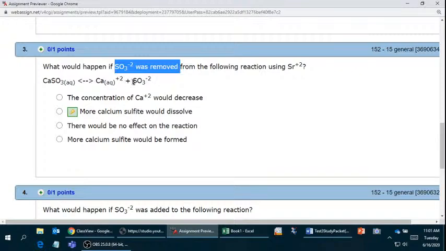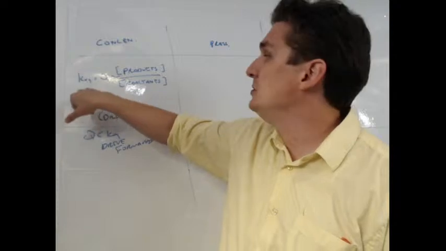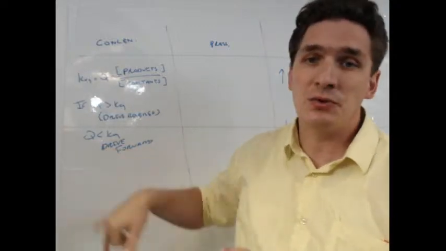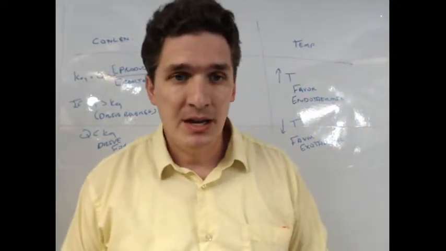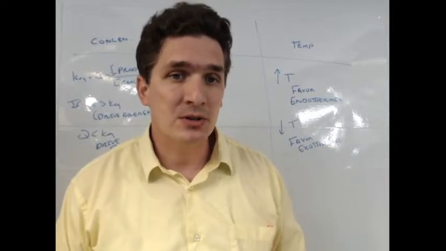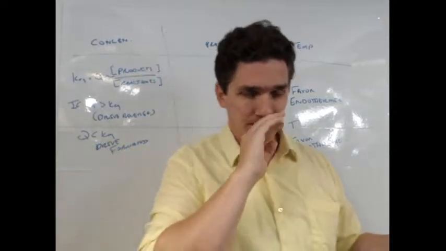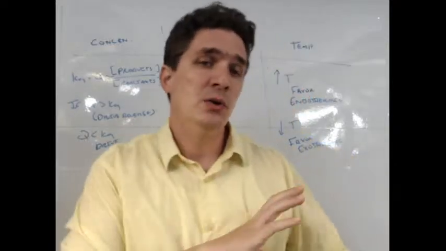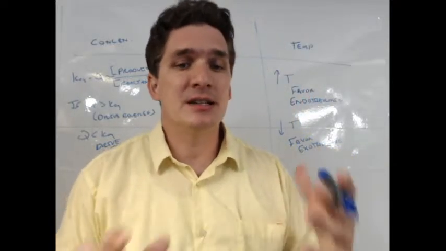If we remove it, we're decreasing the concentration of the products. So we're removing products. This makes Q less than K. So this is going to drive the forward reaction. And the answer, as you saw, is that this would make more calcium sulfite dissolve, because the sulfite's too low, we have to dissolve more of the calcium sulfite to get its concentration back up.